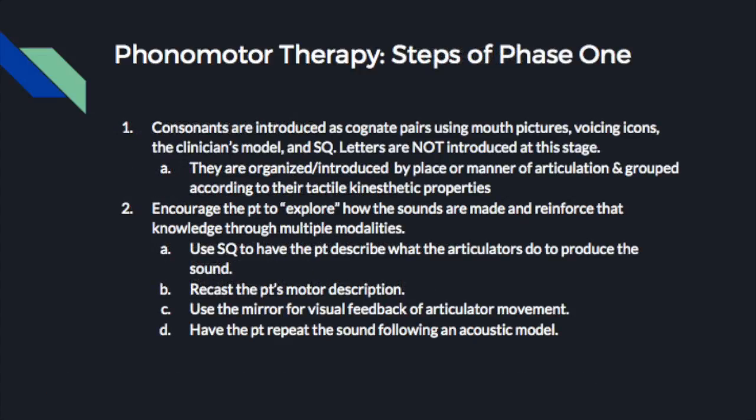Now we're going to look more in depth at the steps of phase 1. Something to keep in mind is that these steps should be followed based on the patient's level and needs. The first step is that consonants are introduced as cognate pairs using mouth pictures, voicing icons, the clinician's model, and Socratic questioning. Letters are not introduced at this stage just yet. So basically the consonants are going to be introduced by place or manner of articulation and grouped according to their tactile kinesthetic properties.